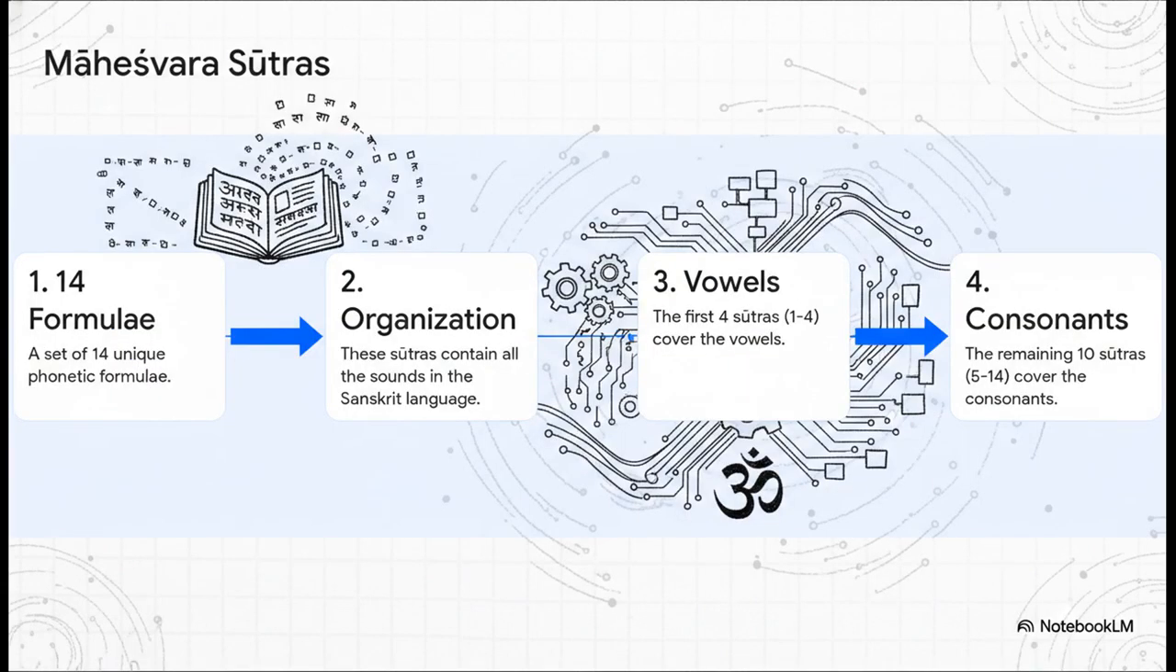So what are these sutras? Think of them as the source code for the alphabet. There are just 14 of these short, powerful formulas. And they're not just a list, they are kind of an algorithm that organizes every single sound. The first 4 handle all the vowels, and the other 10 take care of all the consonants. This is the key that unlocks the whole system.